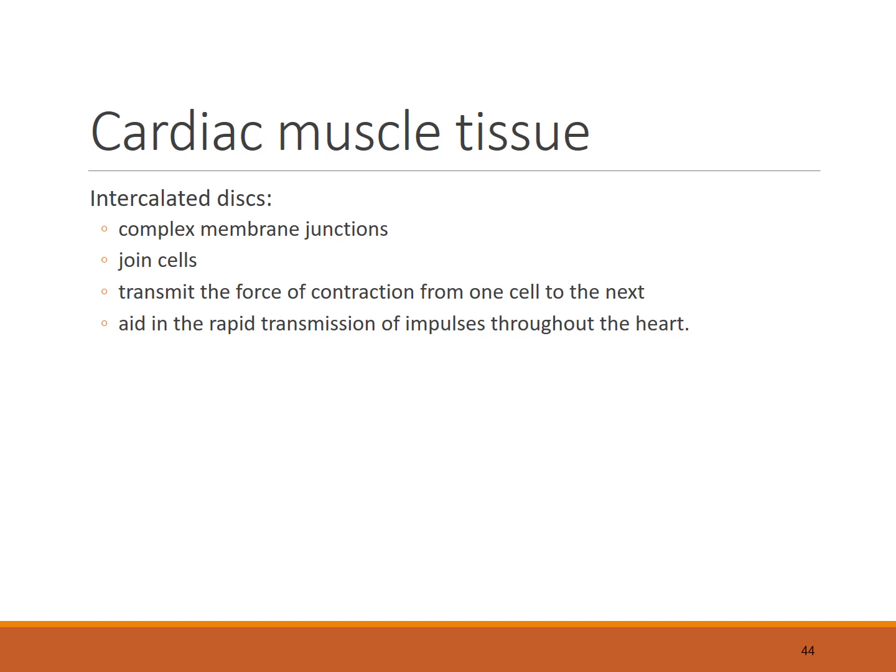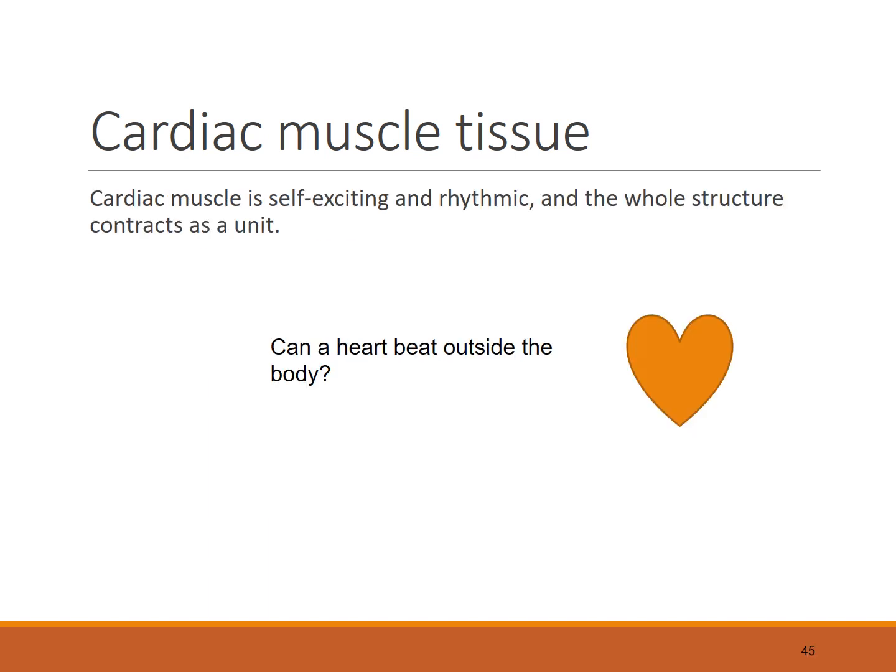Intercalated discs are a complex membrane junction that joins cells together. It's able to transmit the force of contraction from one cell to the next. This aids in the rapid transmission of impulses throughout the heart and allows the chambers of the heart to contract in unison. Cardiac muscle cells are self-exciting and rhythmic. And again, the chambers of the heart contract together as a unit.